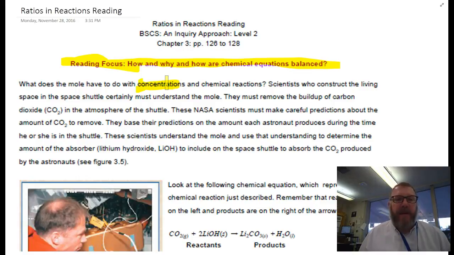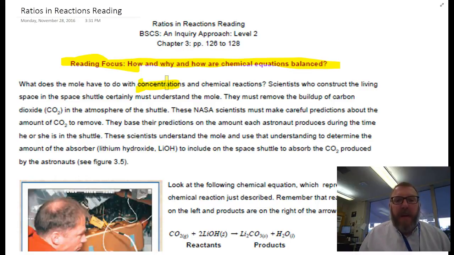Scientists who construct the living space in the space shuttle certainly must understand the mole. They must remove the buildup of carbon dioxide, CO2, in the atmosphere of the shuttle. These NASA scientists must make careful predictions about the amount of CO2 to remove. Now, you'll notice in carbon dioxide there is one carbon atom and two oxygen atoms. The little subscript 2 means that there are two oxygen atoms.